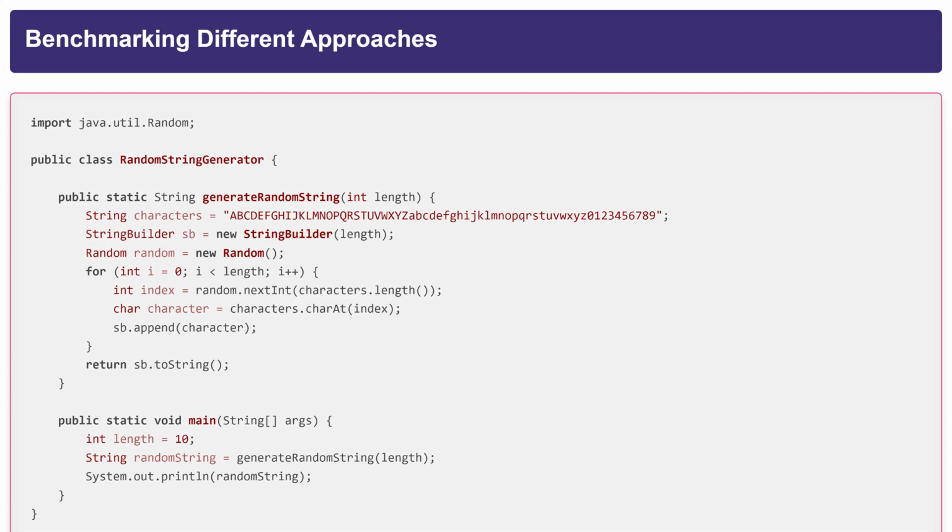In the main method, we define a variable called length and set it to 10. We then call the generateRandomString method with the length variable as the argument and store the result in a string variable called randomString. Finally, we print the value of the randomString variable.